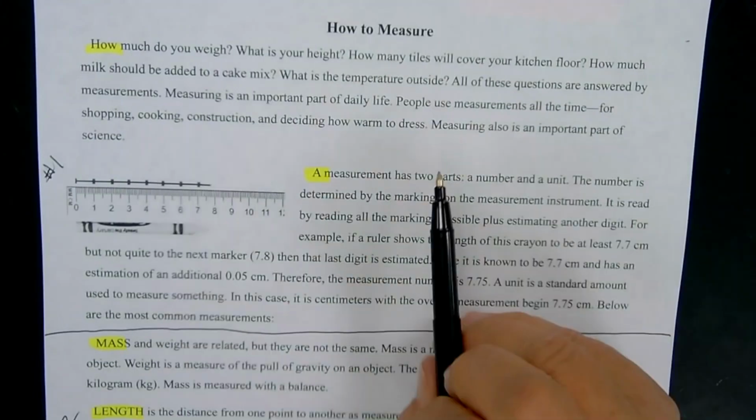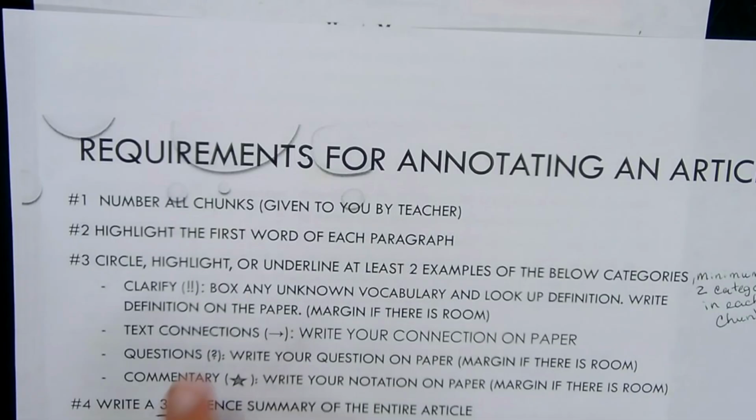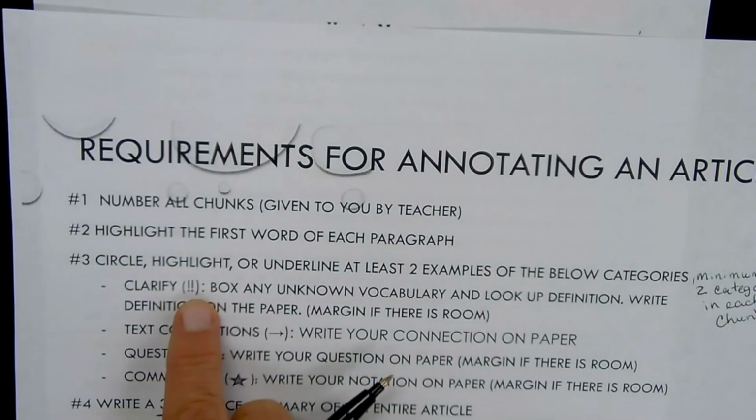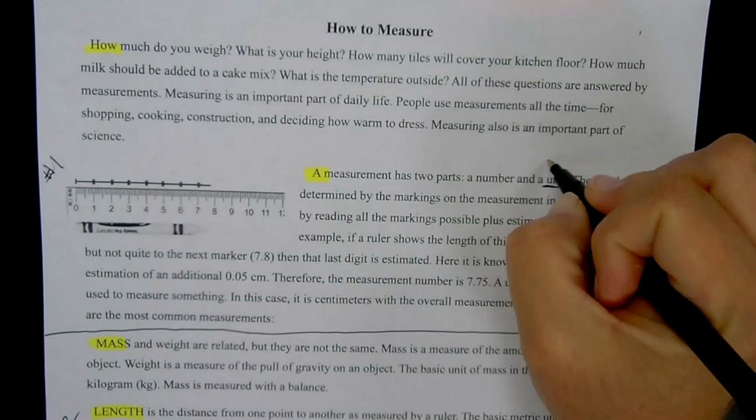Measuring also is an important part of science. A measurement has 2 parts, a number and a unit. So I'm not really sure what this word unit means. So I'm going to go ahead and underline it. You could highlight it or circle it. And I'm not sure what that means. So I'm going to put that as a clarify. So I'm going to put 2 exclamation points over the top. And there's no room in the margins here, so I'm going to flip my paper over.